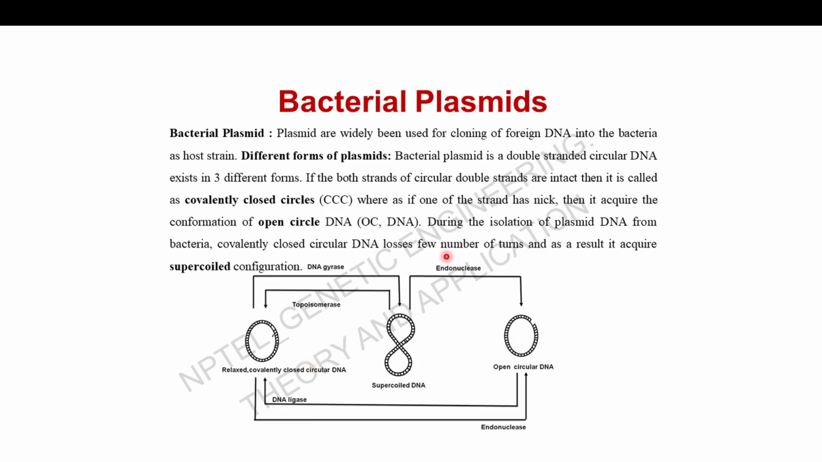However, if one of the strands has a nick, which we talked about as the absence of a phosphodiester bond, then it can acquire a conformation called open circular DNA. And many times, these covalently closed circular DNA can coil amongst itself, forming a supercoiled structure, which is called supercoiled DNA. Okay.